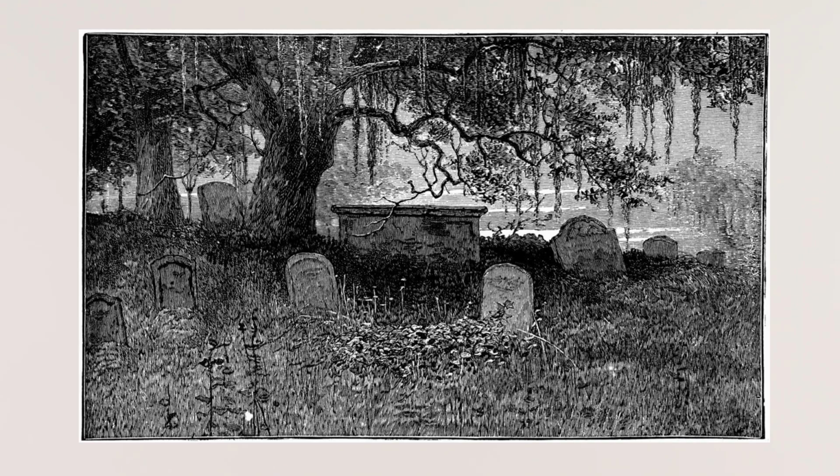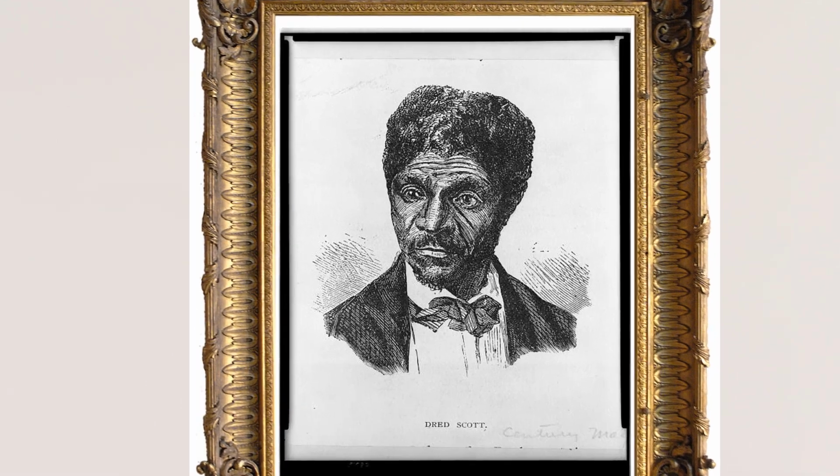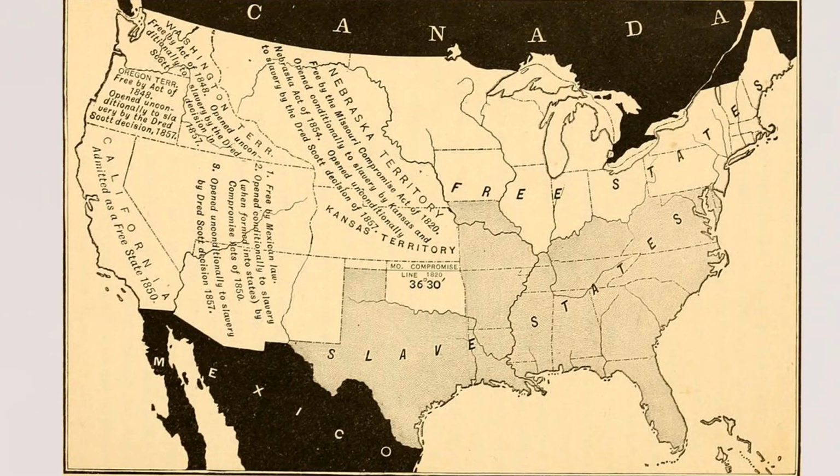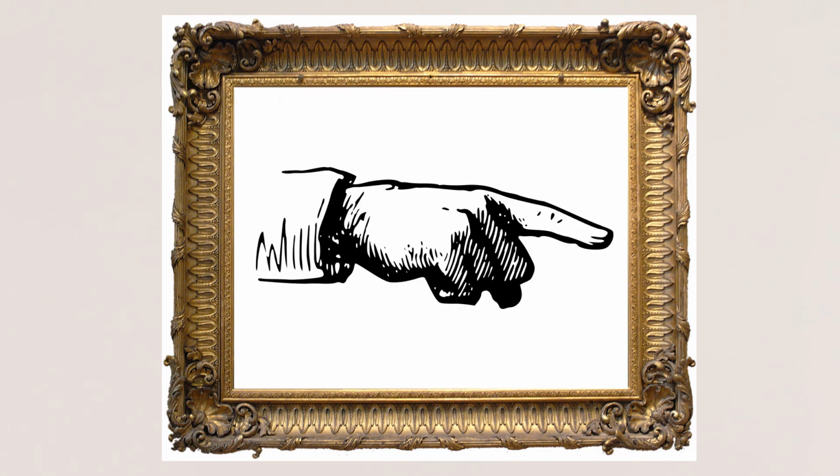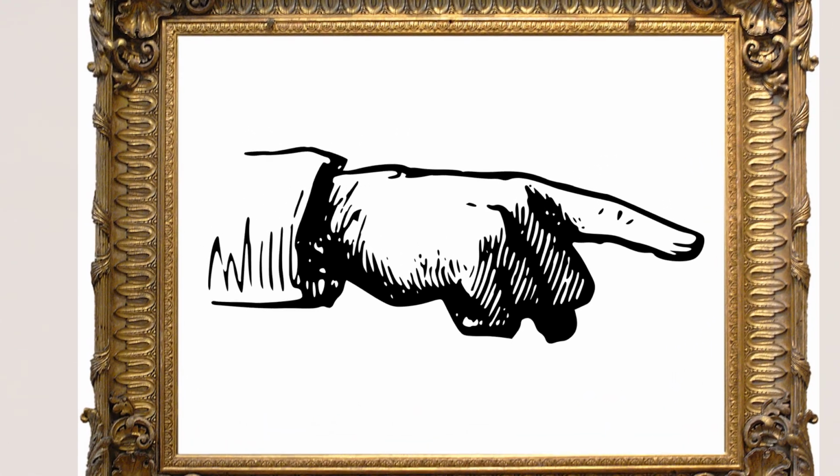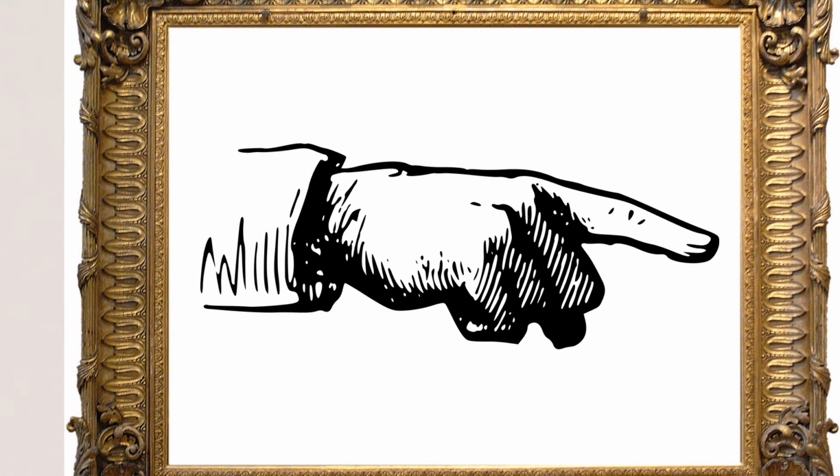After his owner's death, Scott sued his owner's widow for his freedom. He argued that he was free because he had lived in a state that outlawed slavery. The state court ruled in Scott's favor, but the Missouri Supreme Court disagreed and reversed the decision.